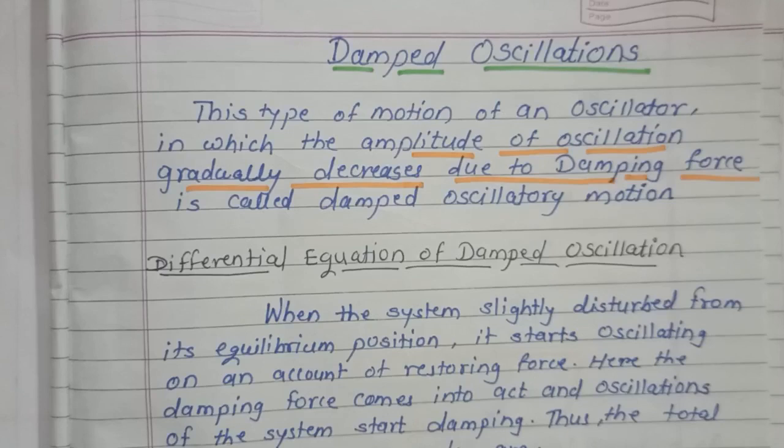Now today we will see damped oscillation. In damped oscillation, the amplitude of the oscillator goes on decreasing as time increases. The amplitude decreases due to air resistive force or damping force. Such oscillations are called damped oscillations, and the motion is called damped oscillatory motion. For example, when a simple pendulum oscillates, its amplitude decreases as time increases.